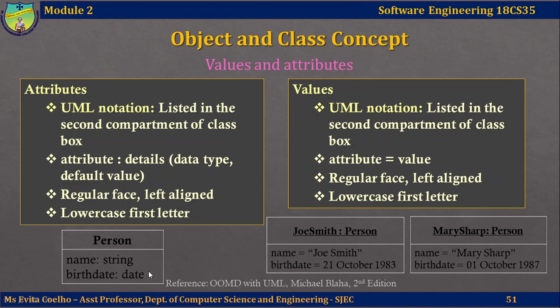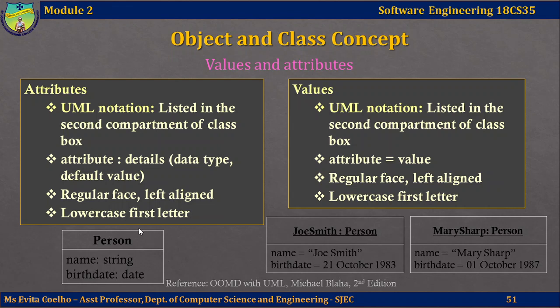Let's take a look at how we can add attributes when we create objects. We had created 3 objects for the class person. Let's take an example of how we can add values to these attributes. Note the difference between attributes and values. Attributes are name and birth date. These are attributes or properties of a person.